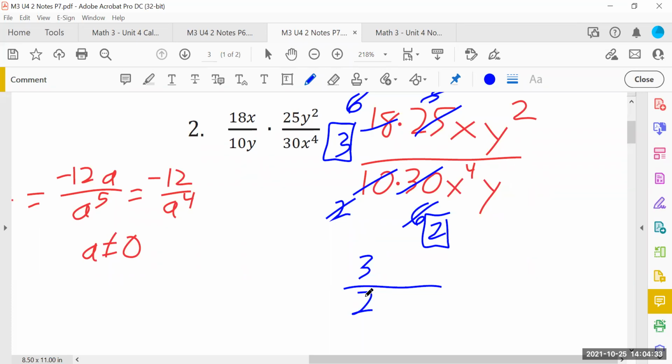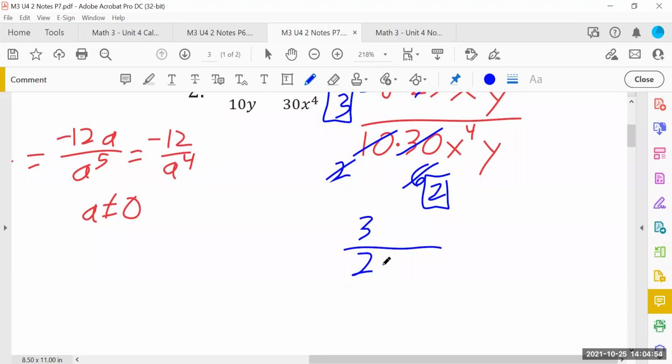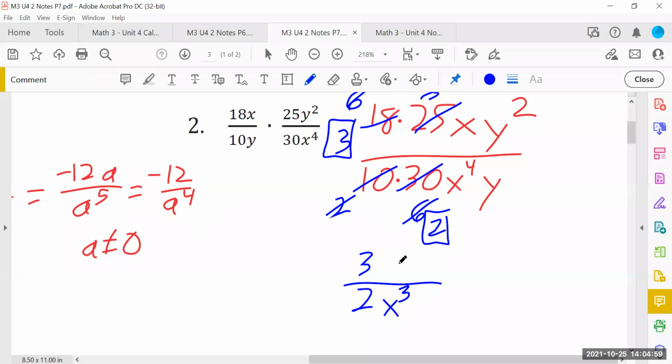So now let's do the variables. Looks like I have an x on the top and the bottom, but I actually have 4 x's on the bottom. So one set would reduce. X over x would just be 1. But how many x's would be left over? 3. 3 on the top or the bottom? Yep, x to the 3rd on the bottom. And the y's, y squared over y, one of them would reduce. Y over y would just be 1, but we still have 1 y left on the top.